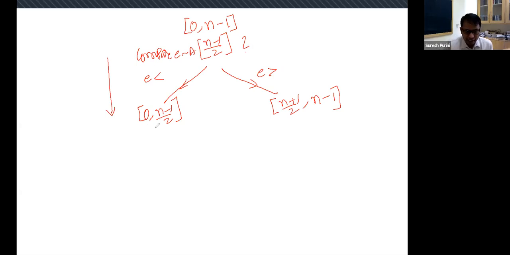Similarly, again here we look at the mid. We compare the element E against the mid, and then again there are possibilities: E is less than, E is greater than the mid, or E is equal to it. So what will be the interval here?